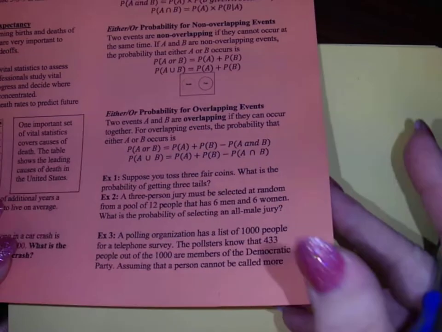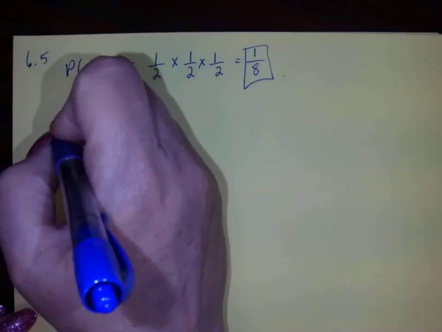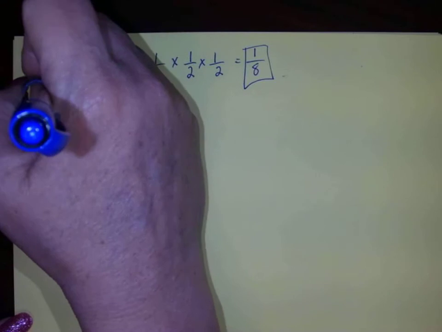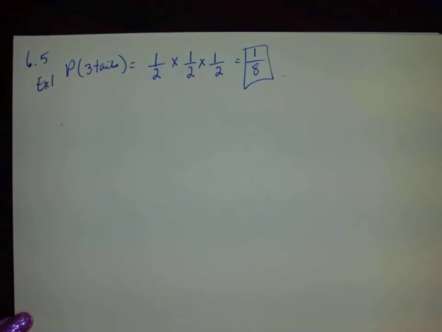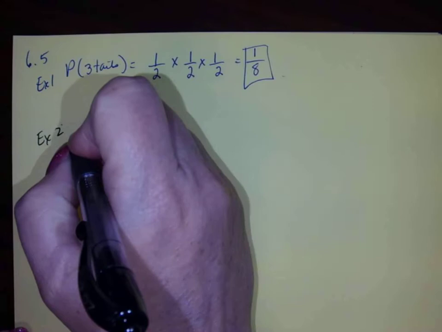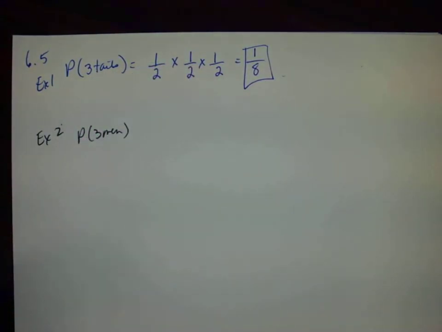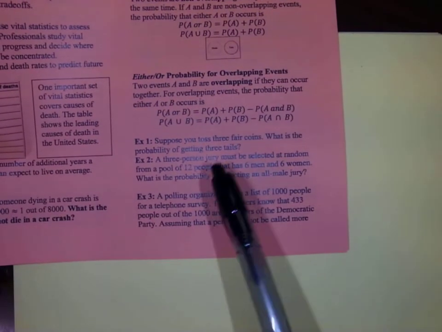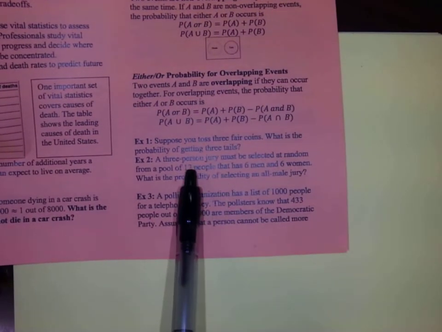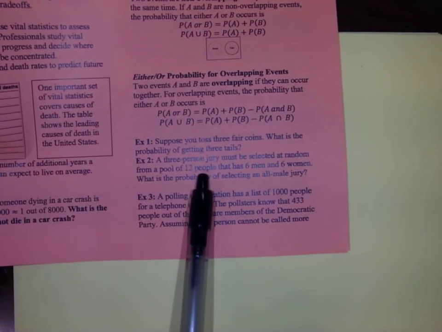All right, so this one's going to change just slightly, right? This will be example 2. So the probability of getting 3 men. This is a dependent event. There's a thing called without replacement. As I have the 12 people, as I pull the first one, the number of people left is going to go down.